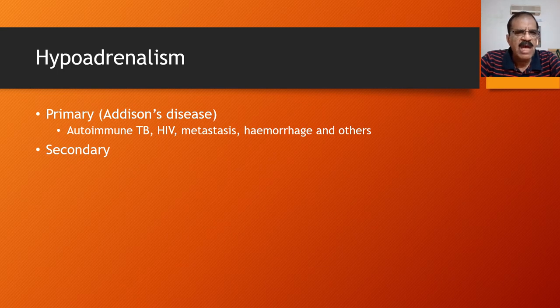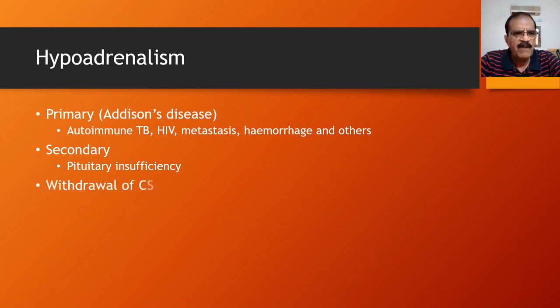And secondary hypoadrenalism is not called Addison disease. Secondary hypoadrenalism is actually part of hypopituitarism. Usually, it would not be a very selective corticosteroid deficiency. It would be part of a very complex syndrome where there is deficiency of other hormones also, when there is some problem with the pituitary gland.